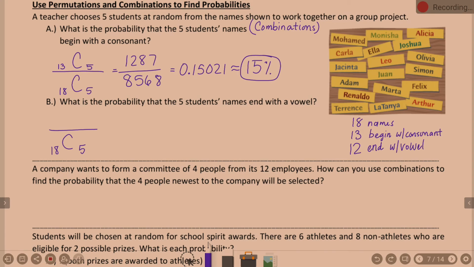Numerator. What are we asking this time? How many 5 student groups end with a vowel? So this time you're not picking from all 18 students, you're only picking from the 12 that already end with a vowel. So 12C5.